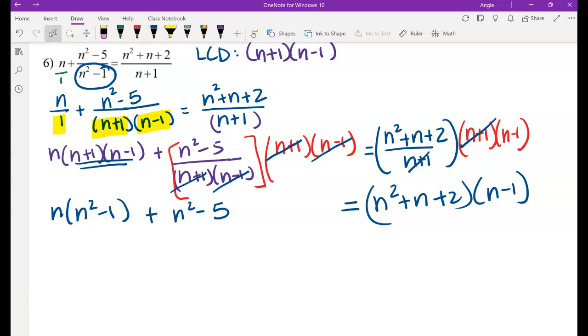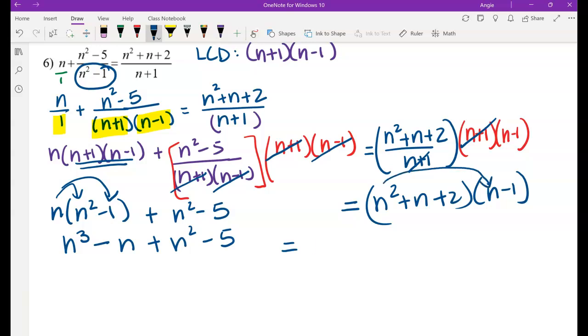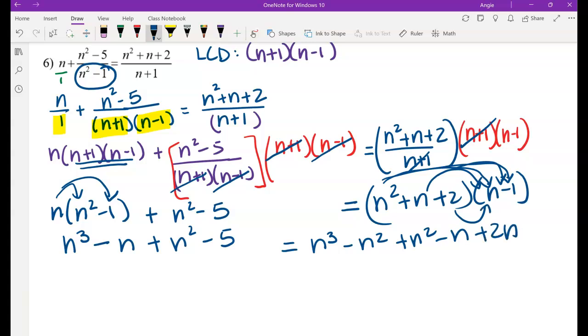Okay, we need to FOIL some more. n times n squared is n to the third, minus n. Drop down our n squared, drop down our minus 5. Over here, n squared times n is n to the third. n squared times negative 1 is negative n squared. n times n is n squared. n times negative 1 is negative n. 2 times n is 2n. 2 times negative 1 is negative 2.